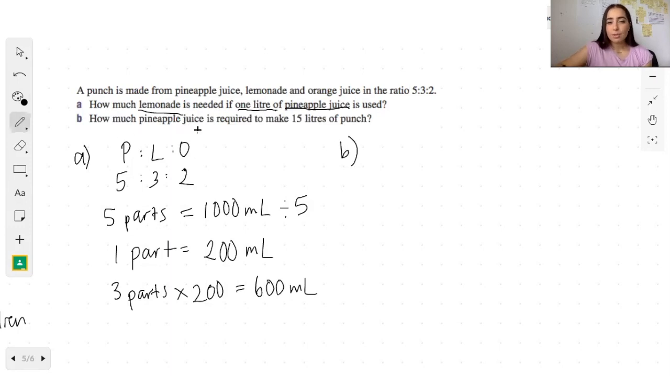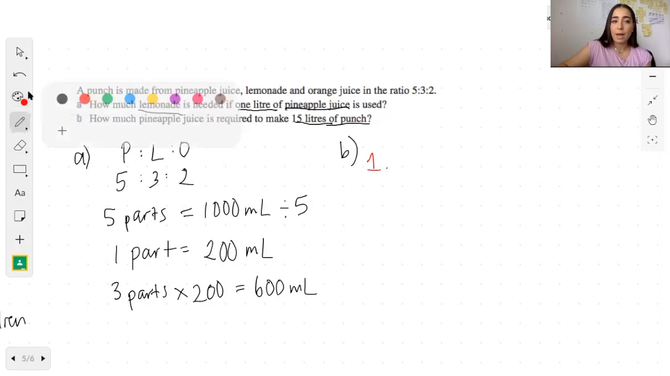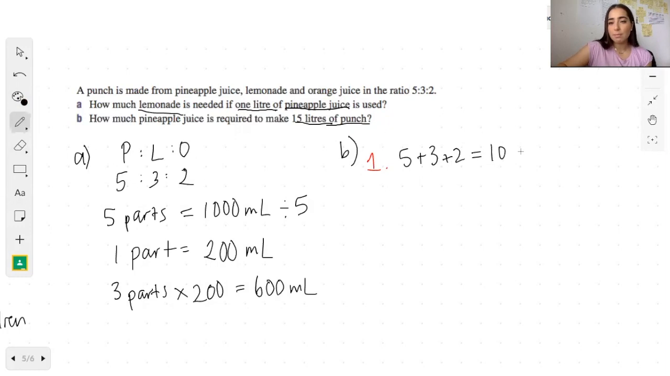How much pineapple juice is required to make 15 litres of punch? So now we have the quantity, 15 litres, and that represents the punch. Now punch is represented by these 3 numbers collectively. So now, similar to the previous questions, we're going to follow through with the first step, which is to add all the parts. So 5 plus 3 plus 2 gives us 10 parts.